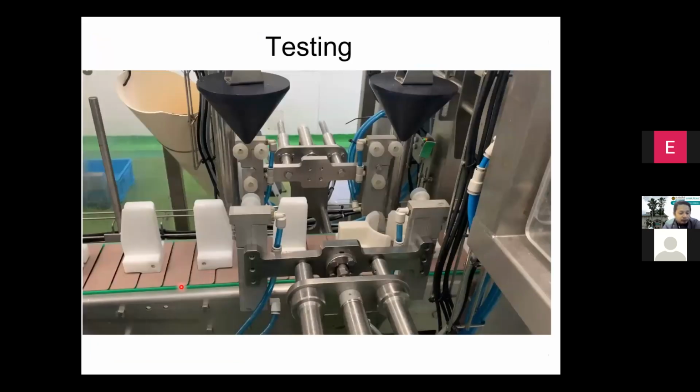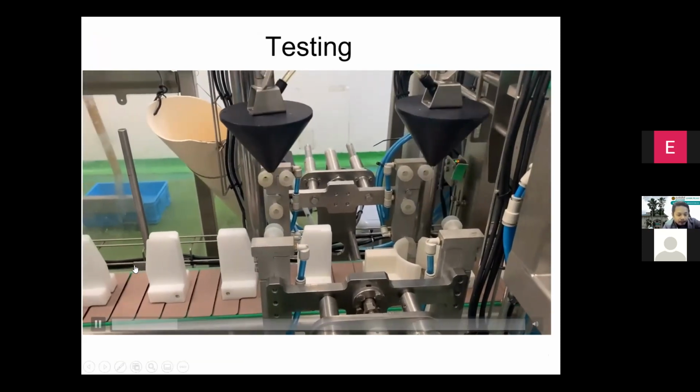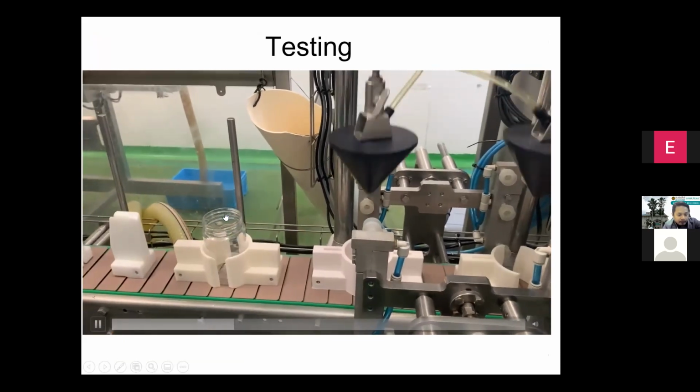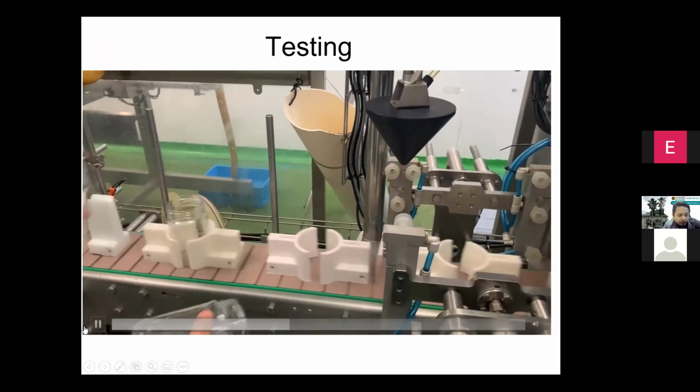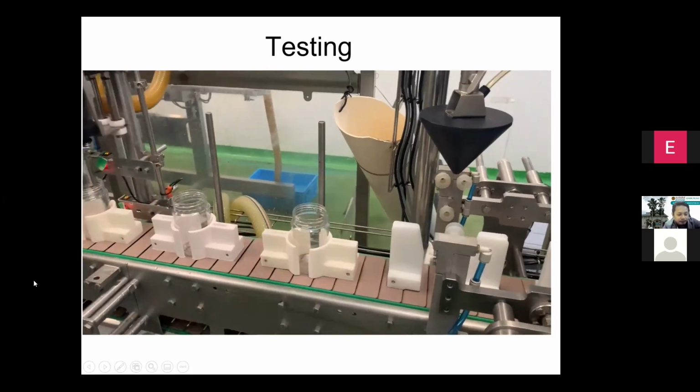So I just want to share some of the testing done in the company. This one I just did manually first, just to test whether this plastic jar will fit the conveyor. And then this one is a wet test. Just put in water. It's not peanut butter, it's just water, to see whether it works or not.